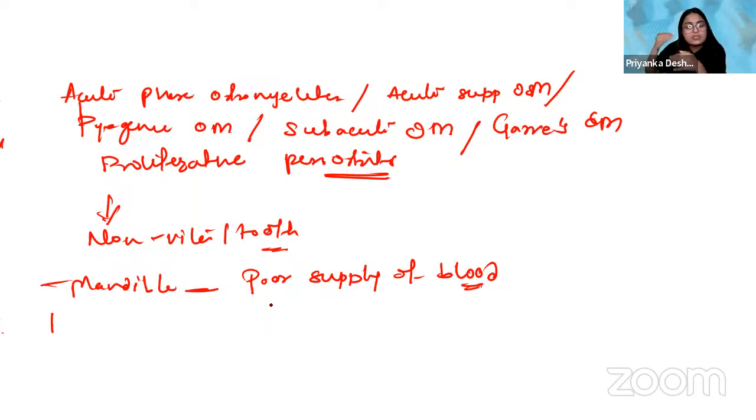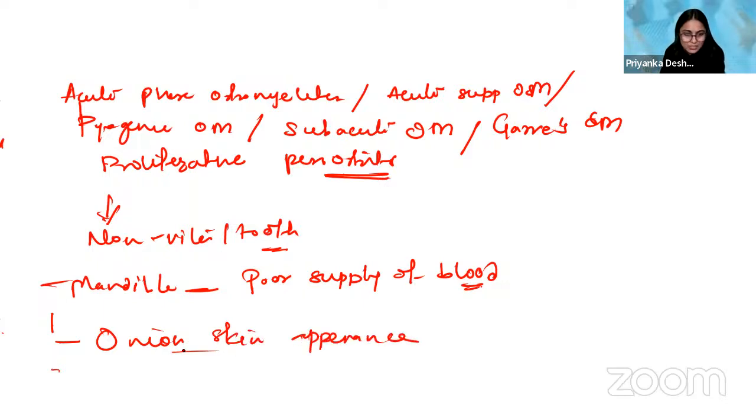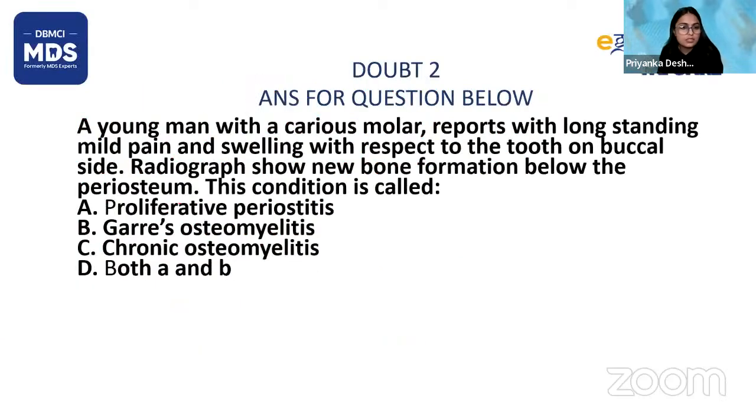All right, and this process continues and continues and continues, and then we'll have what is called as onion skin appearance. Okay, so in Garre's osteomyelitis, we'll be able to see onion skin appearance due to this continuous process of new bone formation. And there is a massive amount of new bone which is formed, which is also called as proliferative periostitis. So the answer for this question is option D, which is both A and B, because they are synonyms of each other: proliferative periostitis and Garre's osteomyelitis. All right. I hope this doubt is clear.